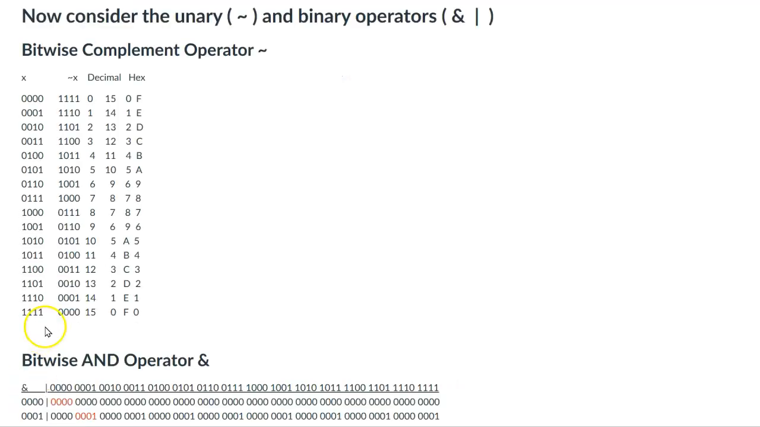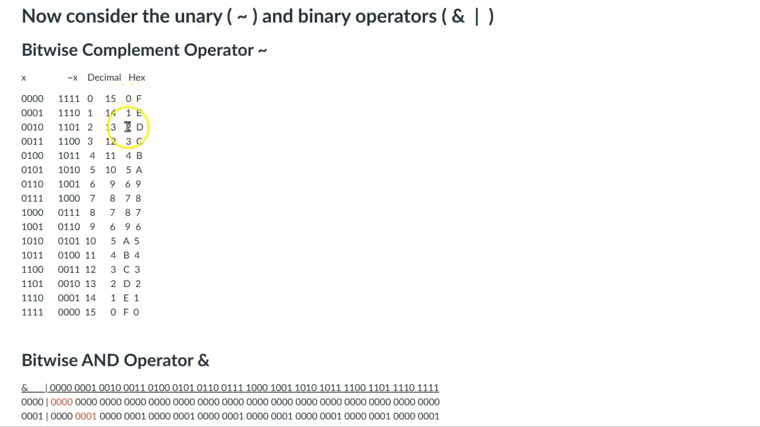We now look at the bitwise complement operator, where we look at X ranging from 0, 0, 0, 0 to 1, 1, 1, 1. And this would be the complement of X. And then this answer would be in decimal, and then this answer will be in hexadecimal. And so we see the number and the complement in decimal, and the number and the complement in hexadecimal.